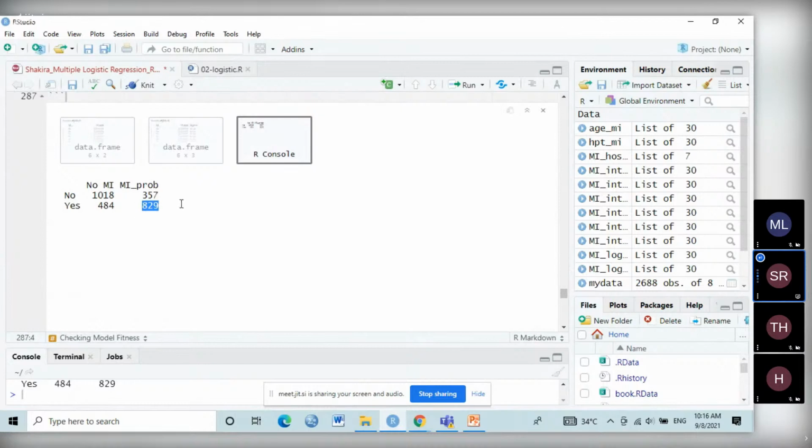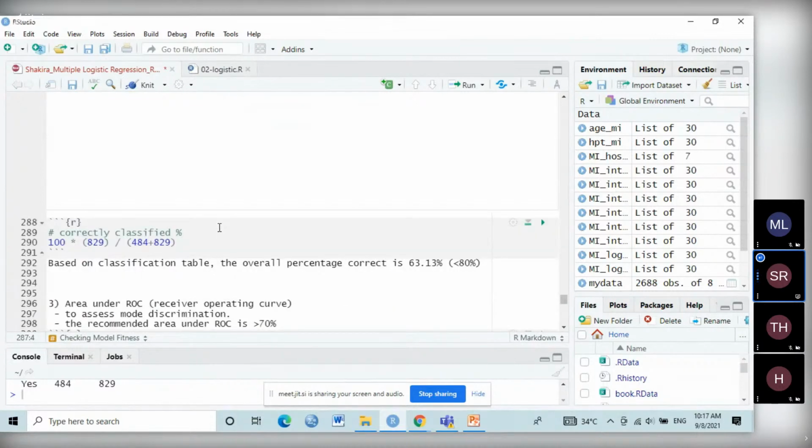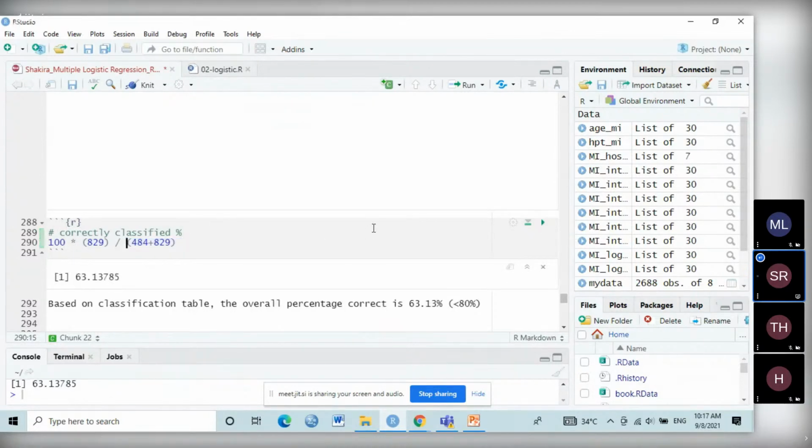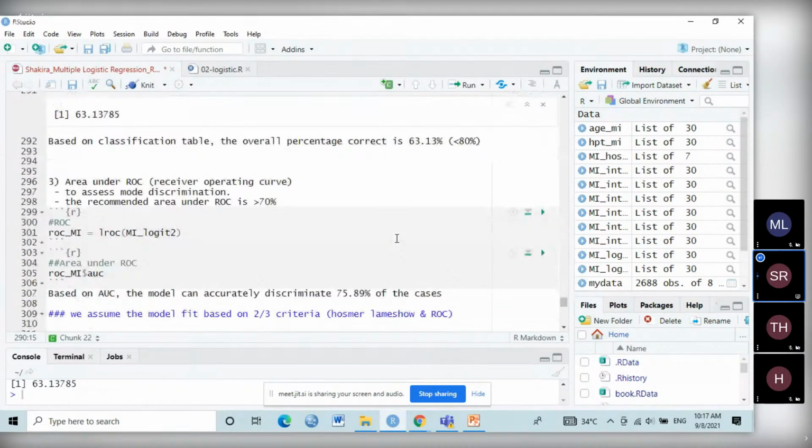So overall corrected percentage adalah 829 ni divided by yang all yes MI, yang ni dia punya denominator. So sebab saya tak jumpa dia punya code, I just manual calculate je lah. So 829 bahagi dengan dia punya denominator yang yes MI, yang observed punya. So darab dengan 100, kita dapat classification table adalah 63.13%. Dia macam low sikit lah, less than 80%. It's okay, kita check dengan third method adalah guna area under the curve.